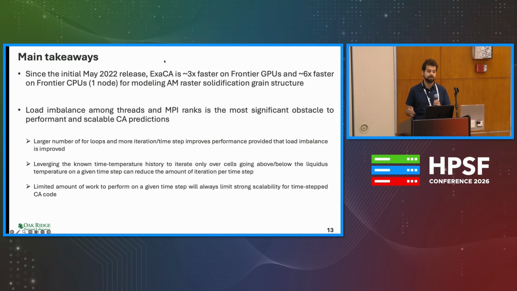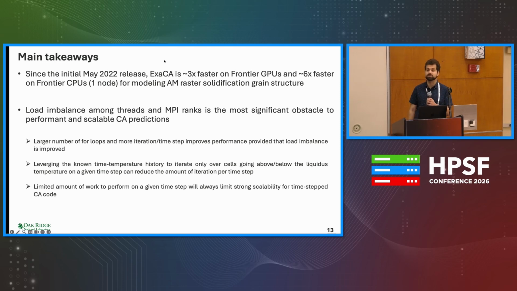So the main takeaways: since the initial release of this code about 4 years ago, we're significantly faster on CPU and GPU for these problems where we're modeling the grain structure of 3D printed metals. The most significant obstacle that we faced to performant and scalable calculations was the load imbalance among the threads and the ranks. We found that doing more for loops and more iteration per time step can improve your performance, counterintuitively, as long as you've improved the load balancing.